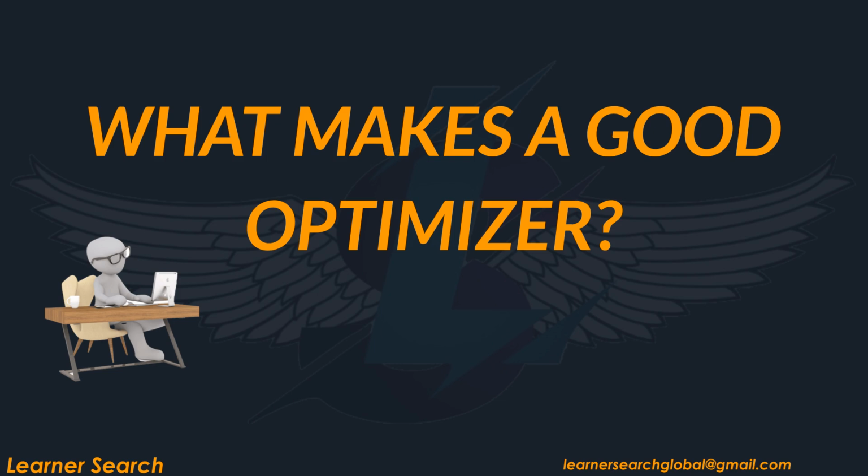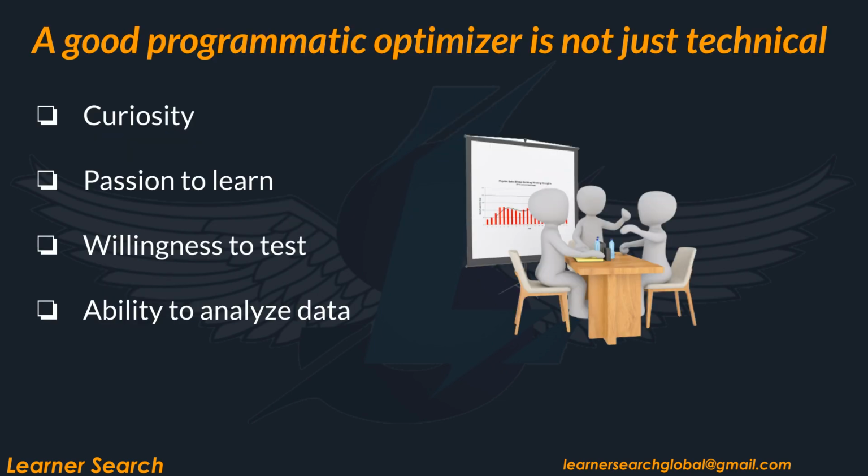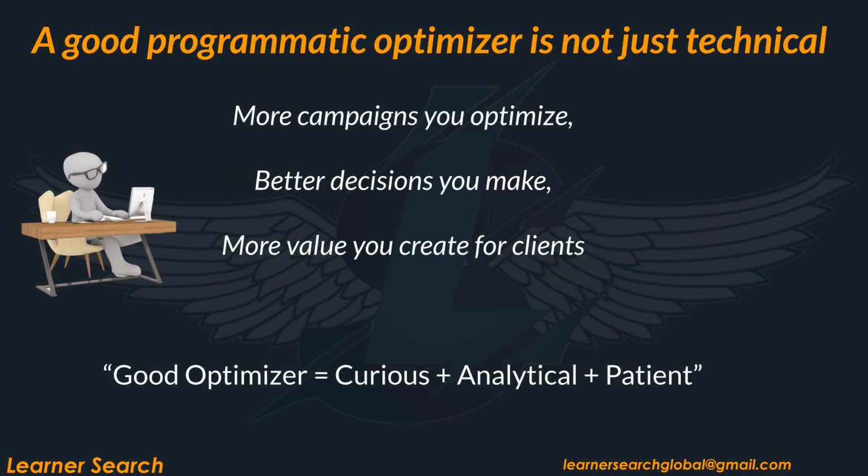Finally, let's explore what makes a good optimizer. A good programmatic optimizer is not just technical. They possess curiosity, a passion to learn, a willingness to test, and the ability to analyze data. The more campaigns you optimize, the better decisions you make, and the more value you create for your clients. A good optimizer is curious, analytical, and patient.